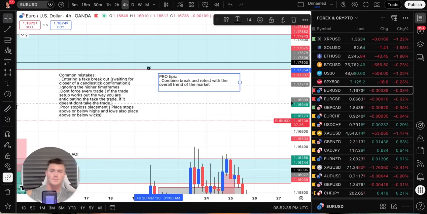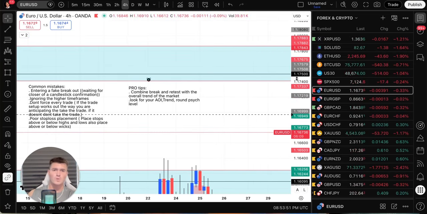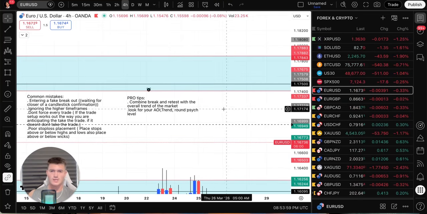The next pro tip: always look for your area of interest. Of course, the trend. And I also like looking for round psychological levels, which are, like I have right here, 1.175, 1.17500.